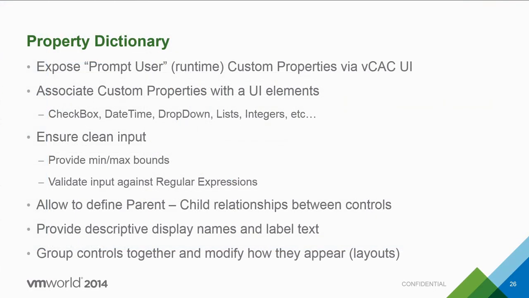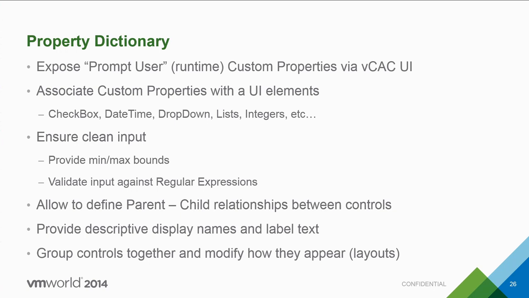So this kind of brings us to the next point, which is the feature called property dictionary. The problem with the custom properties is they're flat, right? They don't have any specific type or anything. So if you present it to the user at request time, it will show up as an edit box, and it's not very clear what the user needs to input, and they can input erroneous information.